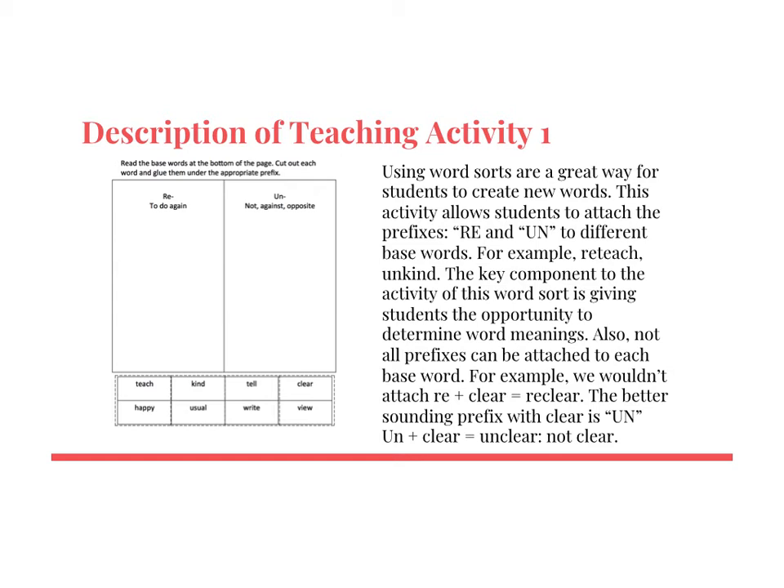Description of teaching activity 1. Students will read the base words at the bottom of the page, cut out each word, and glue them under the appropriate prefix. Using word sorts is a great way for students to create new words. This activity allows students to attach the prefixes re and un to different base words. For example, reteach or unkind.